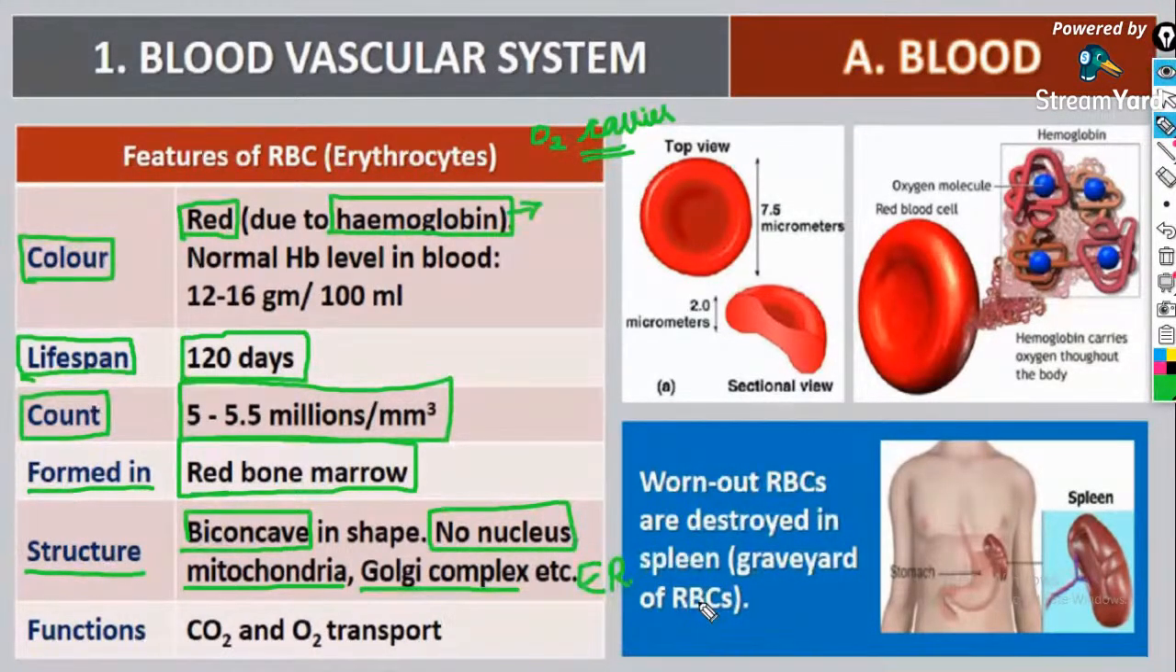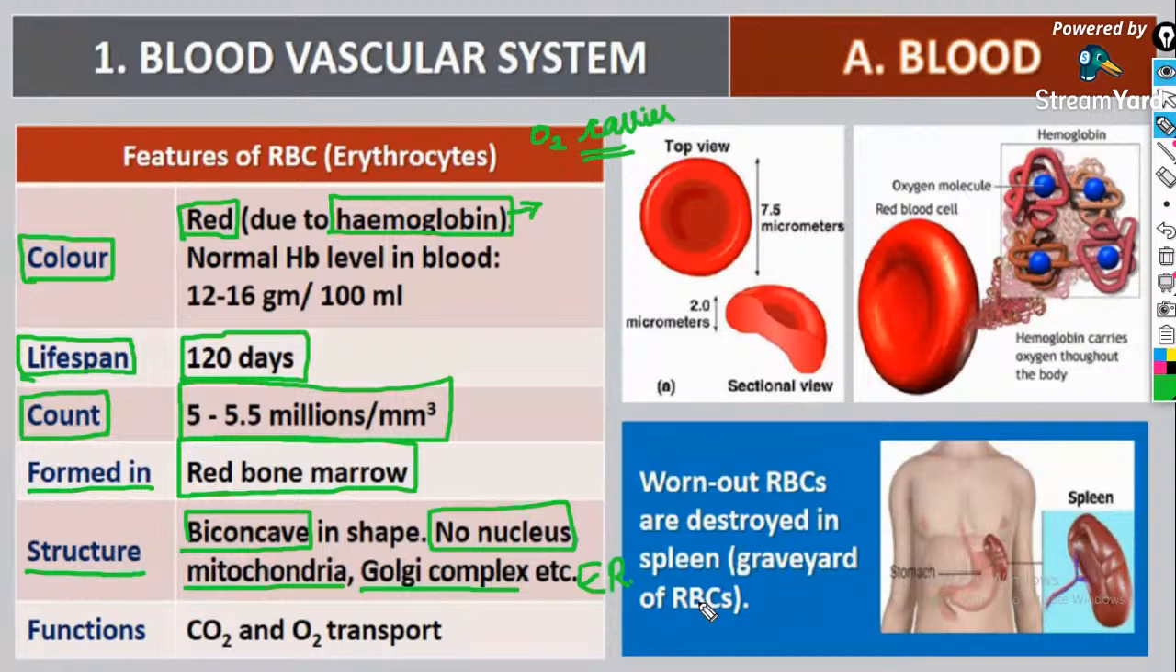Why does a mature RBC not have a nucleus? Because if a nucleus is present, a large portion of the cell is occupied by the nucleus, right? So if no nucleus is present, that much space is available for that particular cell to transport oxygen. First one.